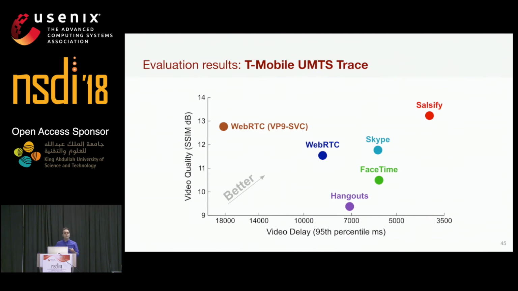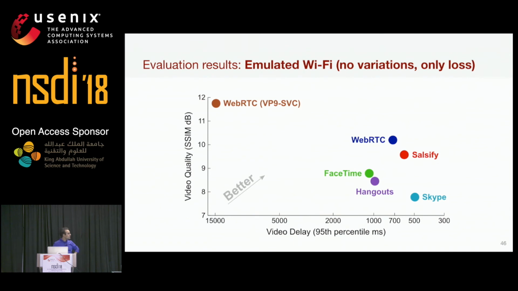And also, we wanted to see how Salsify would work on a network with no variability, a network that is not variable. And these are the results on an emulated Wi-Fi where the network capacity is fixed, but it only has occasional packet loss.